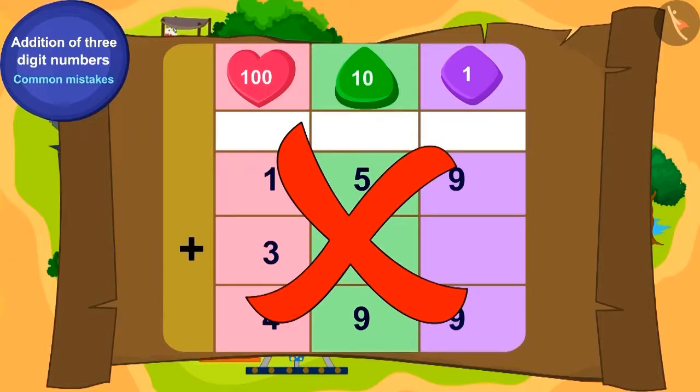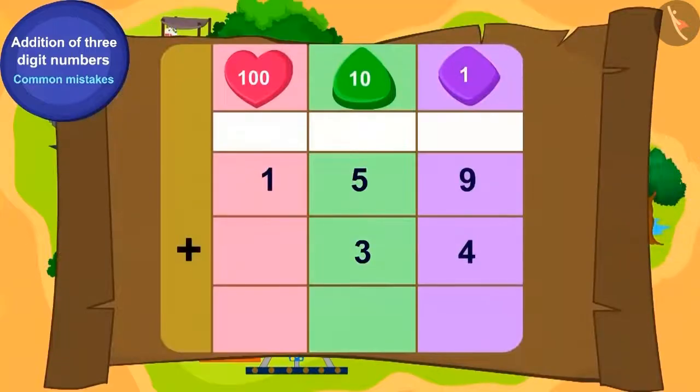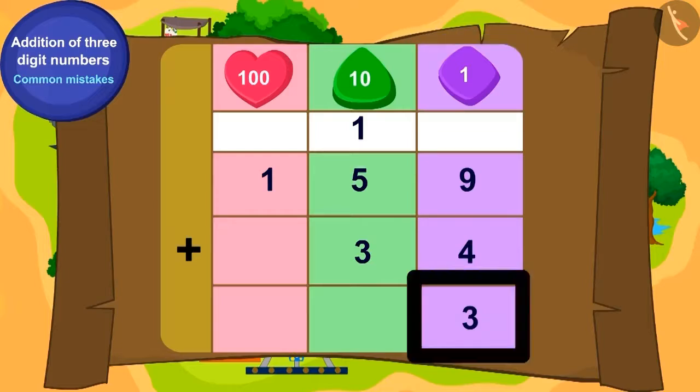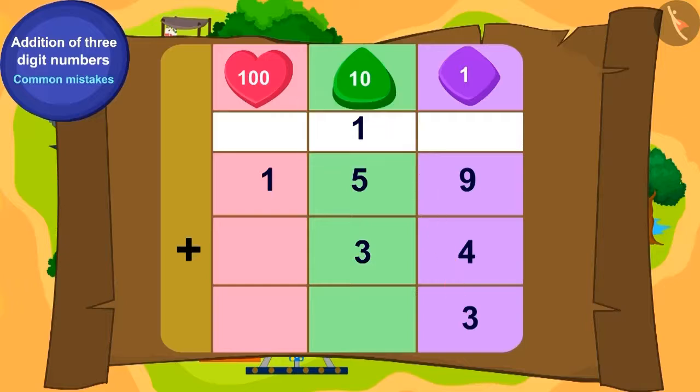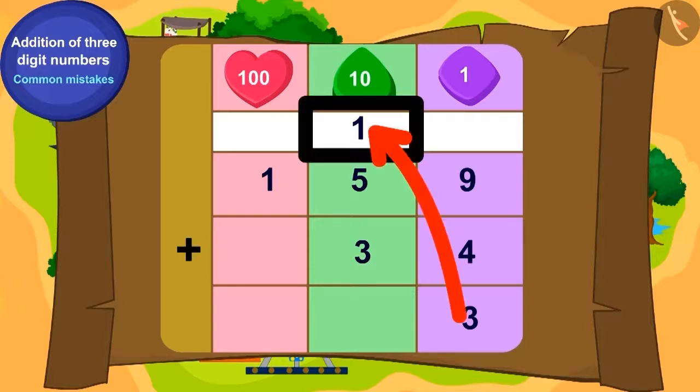Children, can you solve this addition by writing it correctly? Now, have we written this addition correctly? How many ones will we get by adding 9 ones and 4 ones? 13. Now, how do we write 13? Yes, for 13, you will write 3 in the ones position and carry over 1 to the tens place like this.